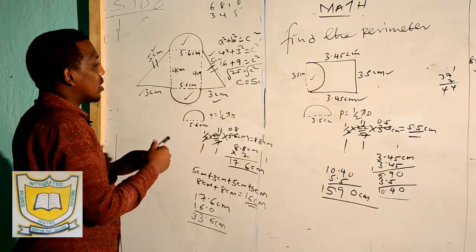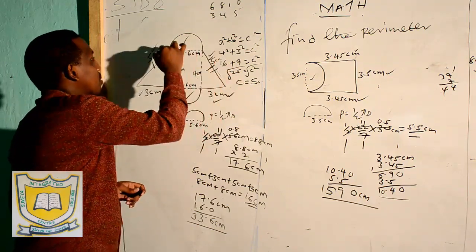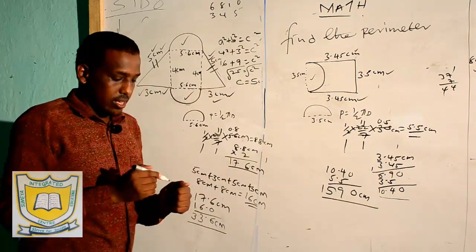So you add now the outsiders. These lines are dotted, we don't want them. So we add 3 plus 5 plus 5 plus 3, you get 16. Then you add that to the semicircle.